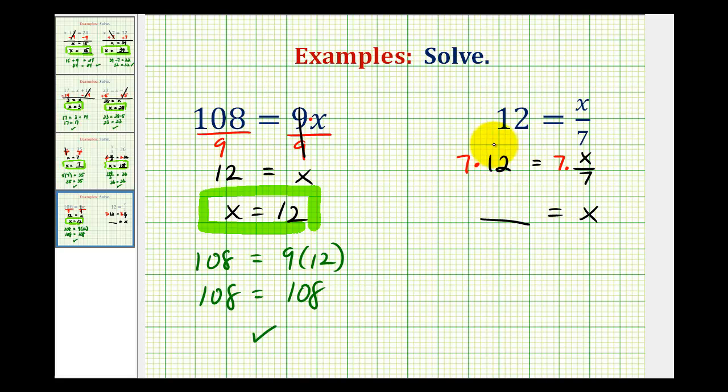7 times 12 is equal to 84. And then on the right side, it might be helpful to put this 7 over 1. We can see we're going to have 7 divided by 7. So this would simplify to 1 times x, or just x. So we have isolated the variable. We have 84 equals x, or x equals 84.